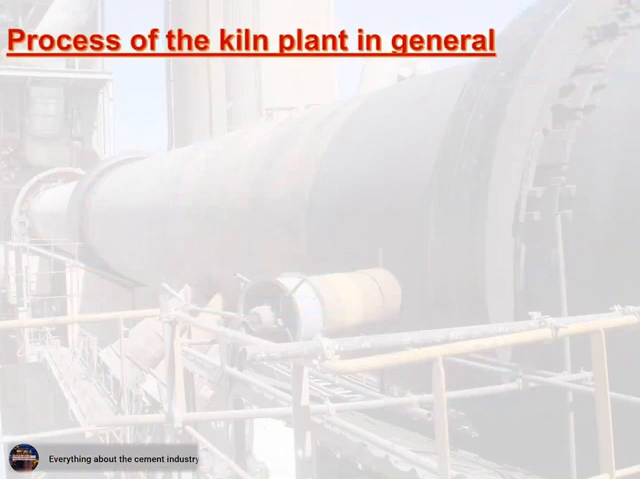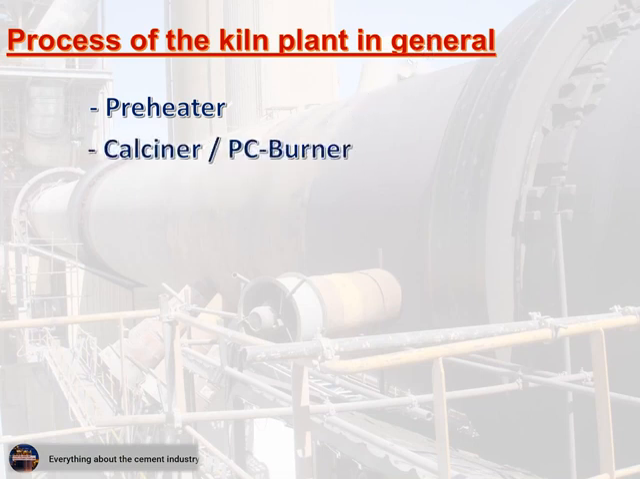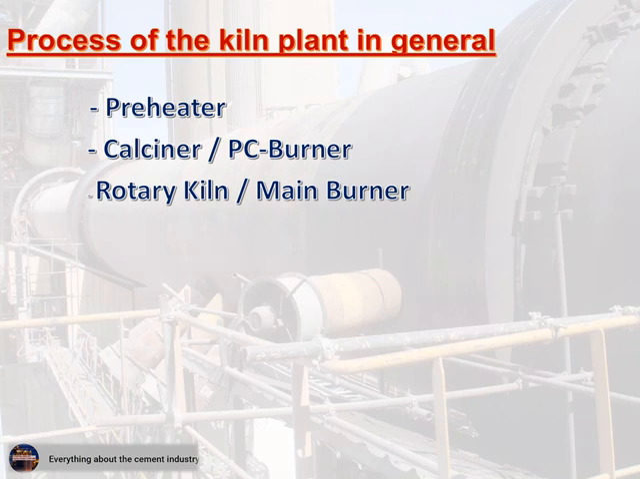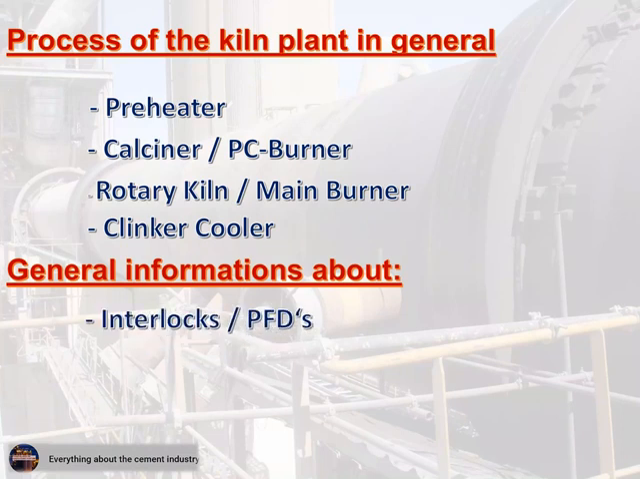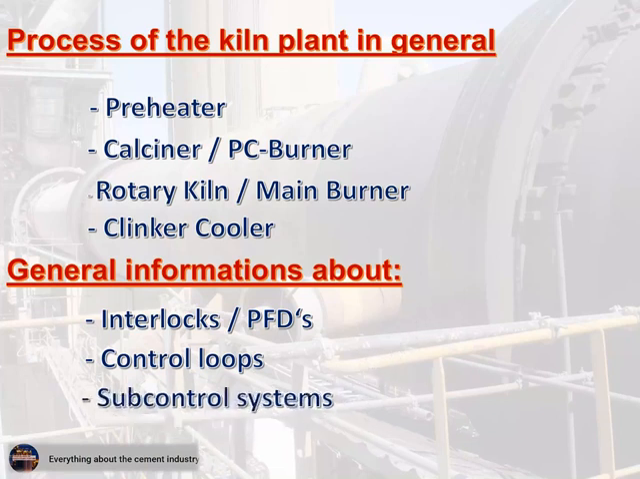Process of the kiln plant in general. 1. Preheater. 2. Calciner and burner. 3. Rotary kiln and main burner. 4. Clinker cooler. General information about 1. Interlocks and process flow diagrams. 2. Control loops. 3. Sub-control systems.